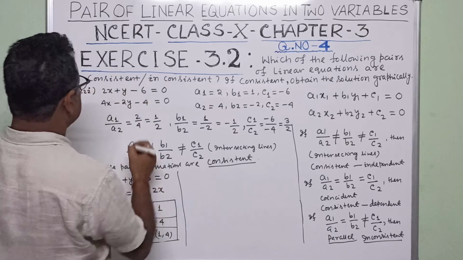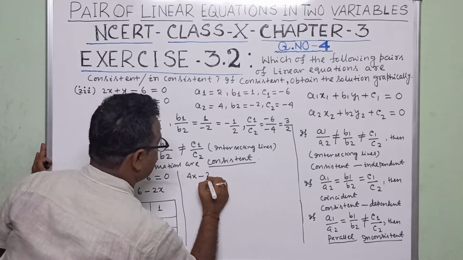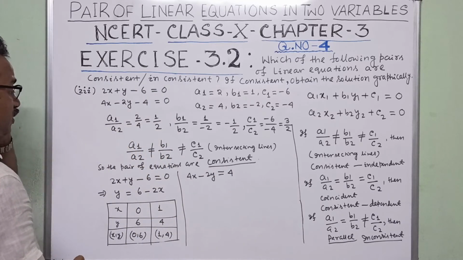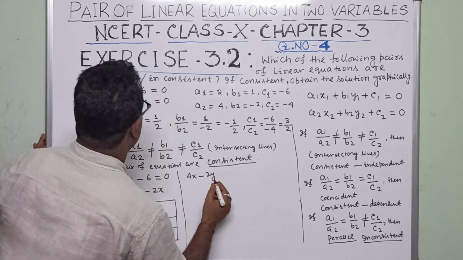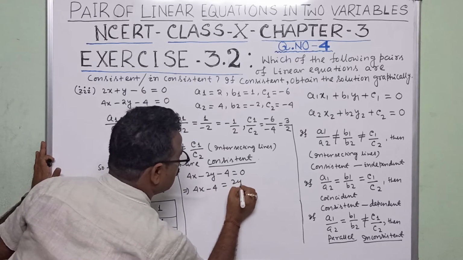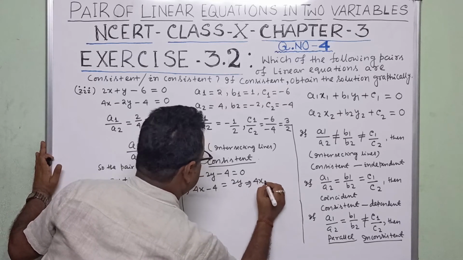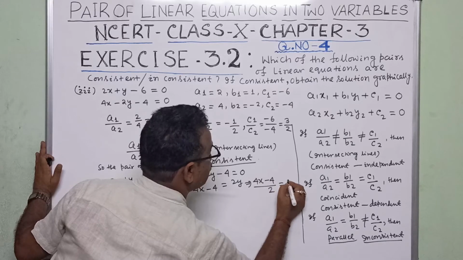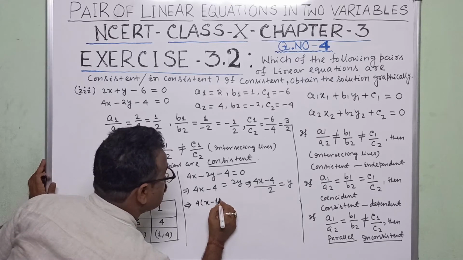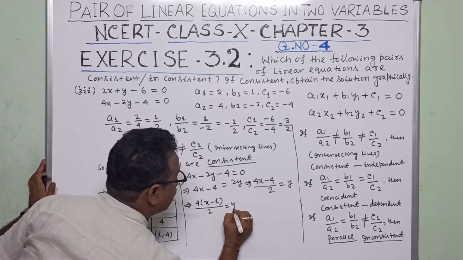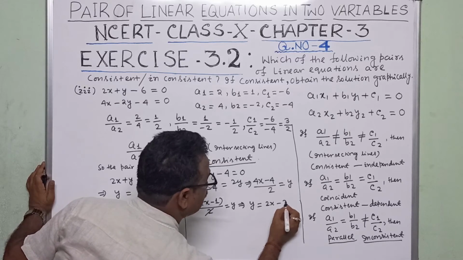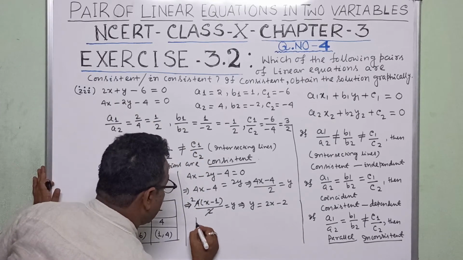Now the second equation. What is given? 4x minus 2y minus 4 is equal to 0. That implies 4x minus 4 is equal to 2y. That implies 4x minus 4 by 2 is equal to y. That implies 4 common, x minus 1 by 2 is equal to y. Then 2, 2, that implies y is equal to 2x minus 2.